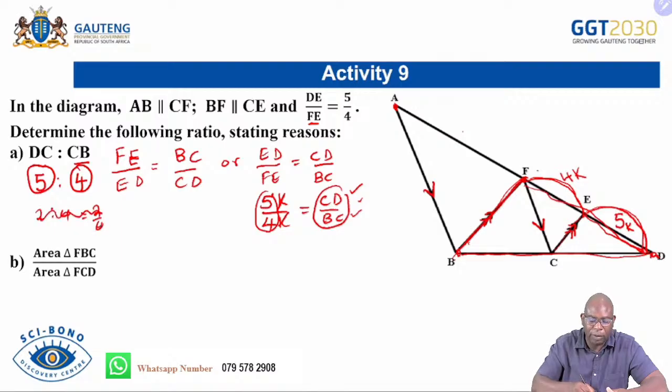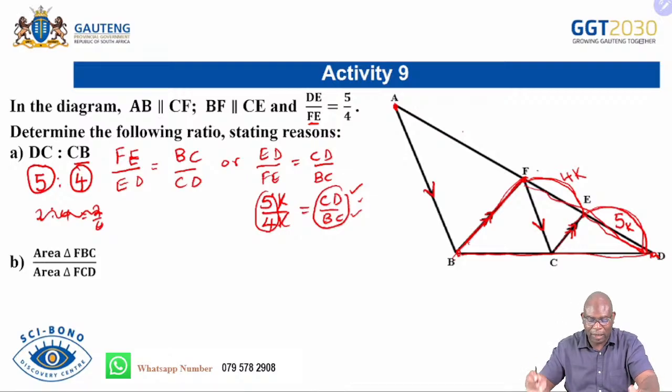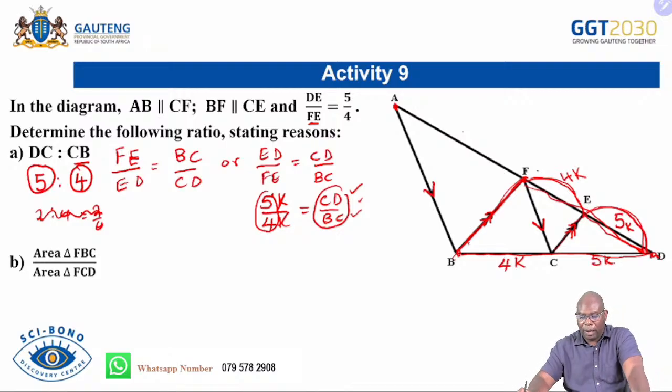Okay, right. Now, the next question is about the area. We've not done anything on the area, but I know in grade 8 and grade 9, you've done the area of a triangle. Here, I'm just going to put the ones that we had: BC is 4K, CD is 5, so the whole length will be 9. Now, here I'm going to talk about the area.